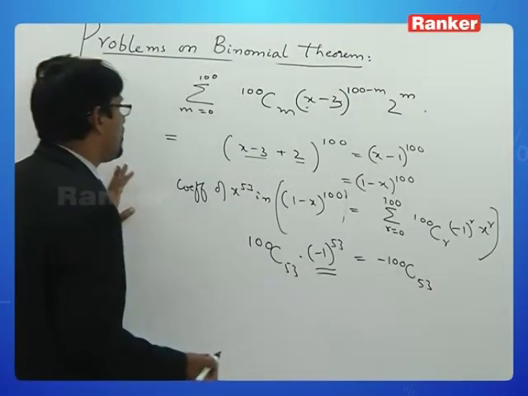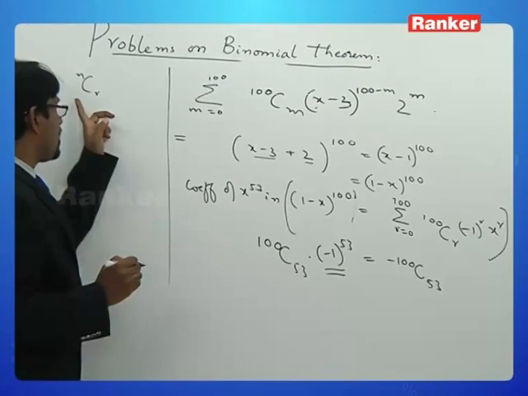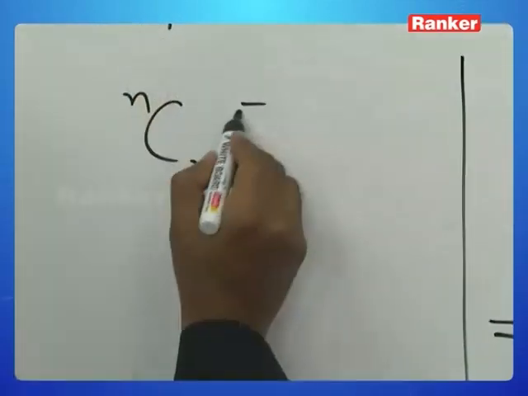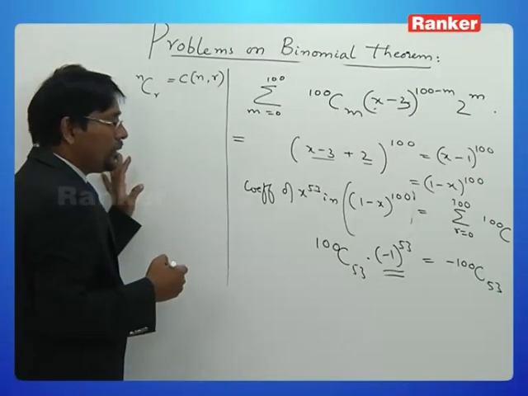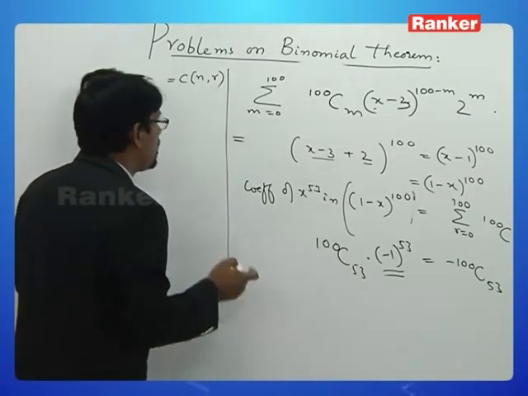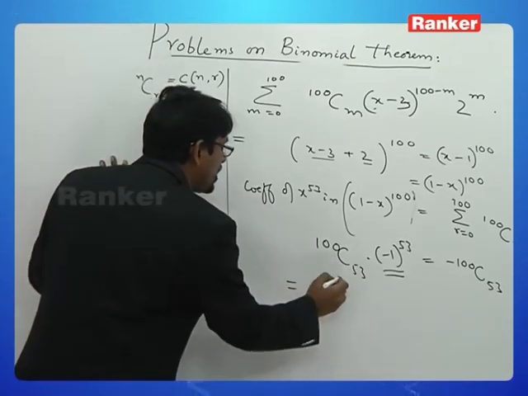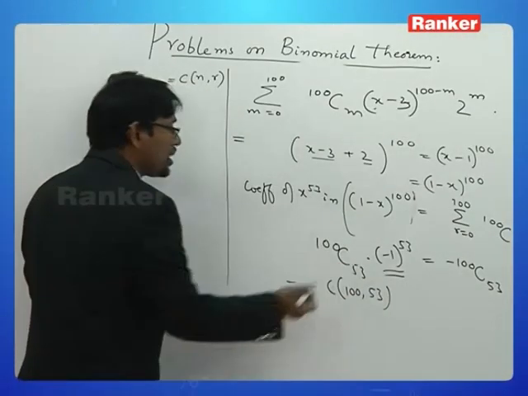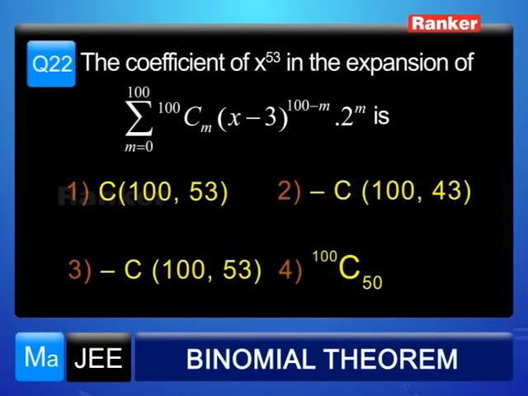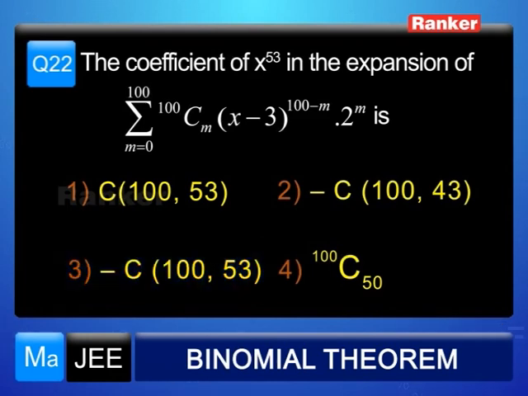Now, denoting it in a different way, we have a notation nCr. In some books they write it in the form of nCr, which is the same as C(n, r). That is also another notation. So you can use this notation or this notation here. So this becomes minus of C(100, 53), which is nothing but minus 100C53, and therefore clearly the right option is 3, answer 3.